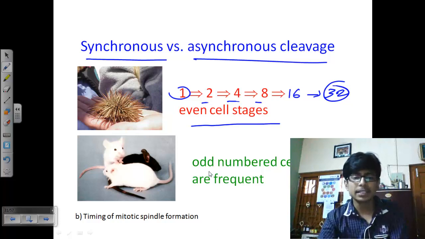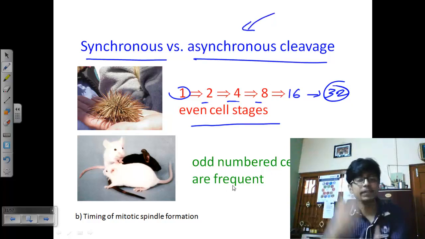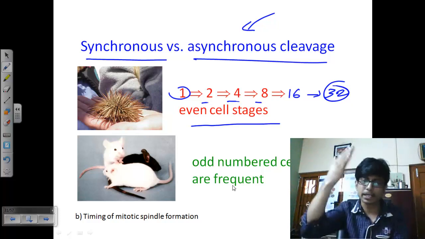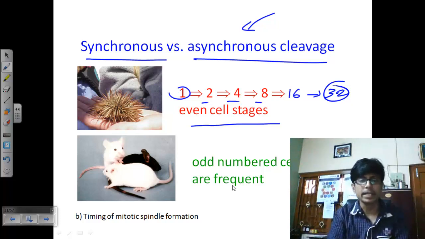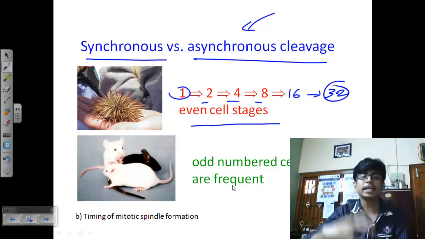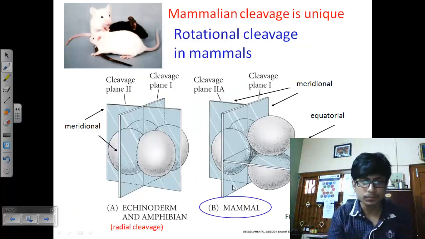On the other hand, there are some processes with odd number cell stages, and that is possible in the case of asynchronous cleavage, where the cleavage pattern is not synchronous. That means the cleavage pattern is not properly specified. Sometimes cleavage occurs properly, sometimes it does not. It does not produce an even number of stages. Odd number of stages are generated in asynchronous cleavage.